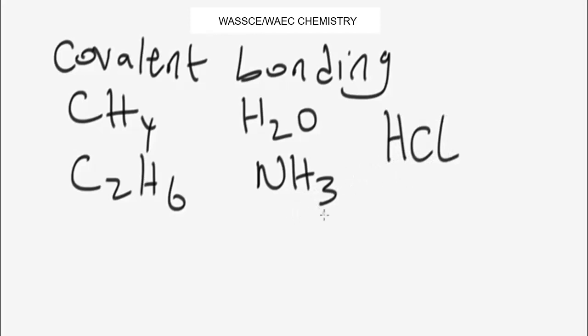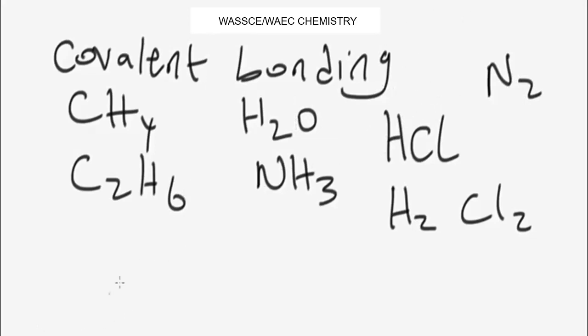And even our molecules, gaseous atoms, something like hydrogen gas, chlorine gas, they are all covalent elements. They have covalent bonding in them. Even our nitrogen gas also has it. These are examples of covalent elements and compounds.